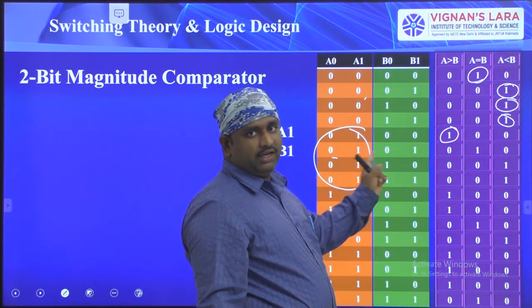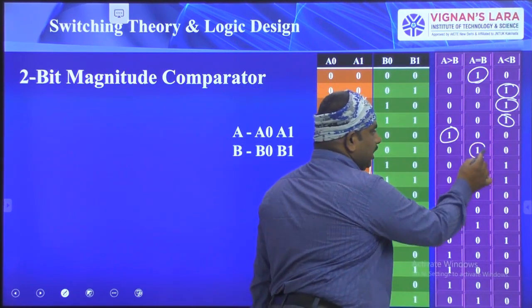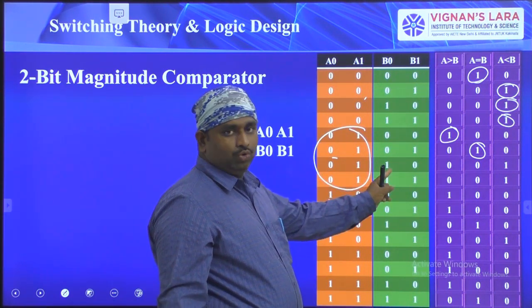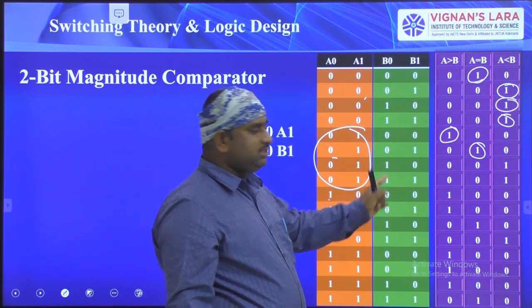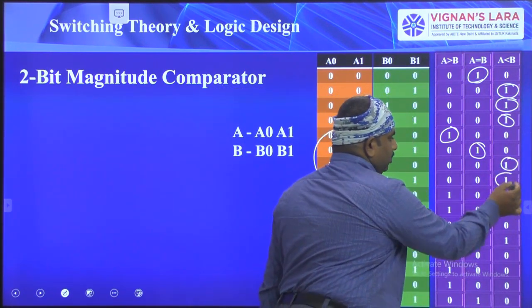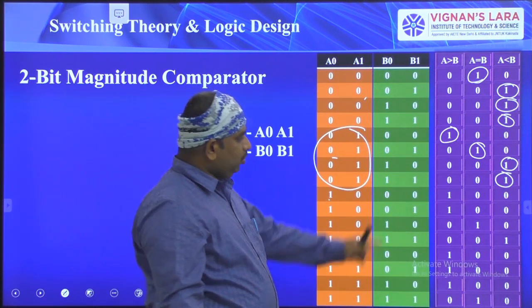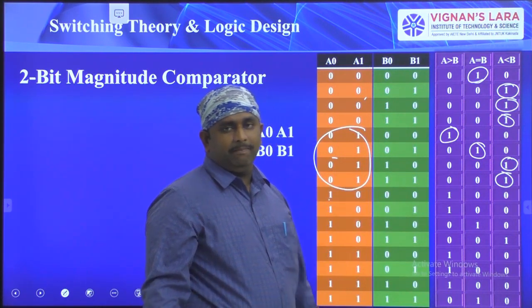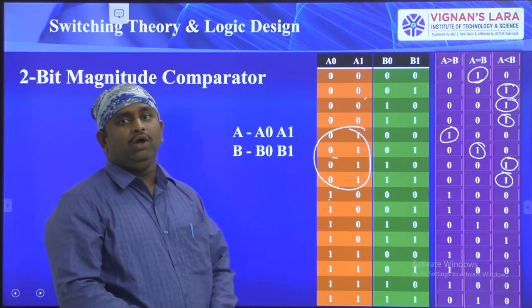Next, here 1 is there, here also 1 is there. So for that reason A equal to B. And next 1, 2. 1 is less than 2. So for that reason A less than B is going to 1. Right? So like that you have to draw the complete table. This is the comparison between two numbers.